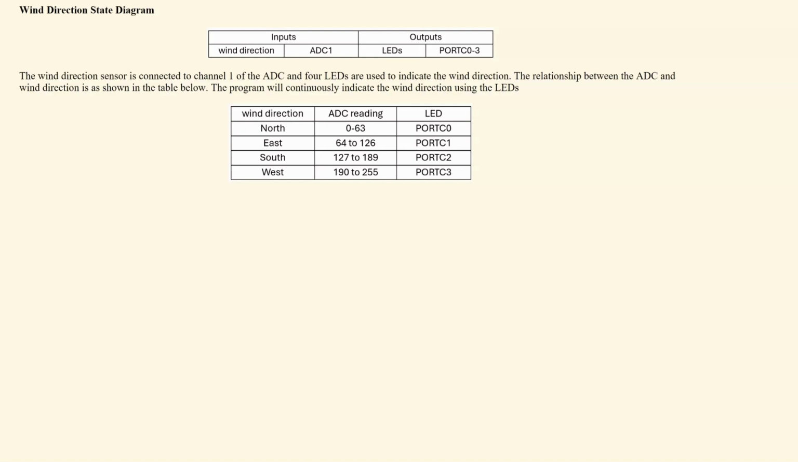This problem is a wind direction indicator. The wind direction is connected to the ADC1, and we have 4 LEDs to show what the wind direction is, shown here. So I want you to pause the video and try and write the pseudocode and the state diagram for this problem. So pause the video now.